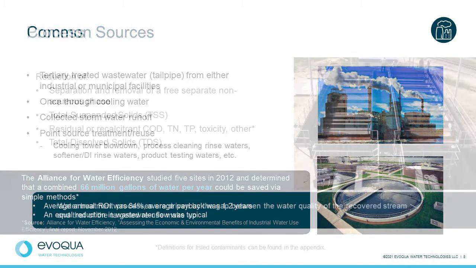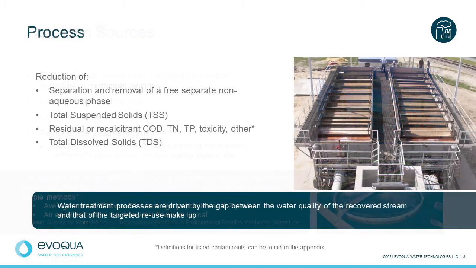Please turn to slide 9. The water treatment process required for reuse is driven by the gap in water quality between the recovered stream and that for the target reuse purpose. Treating the recovered water for reuse is highly site-specific and source-specific, and the treatment strategy is determined by the target reuse water quality requirements.